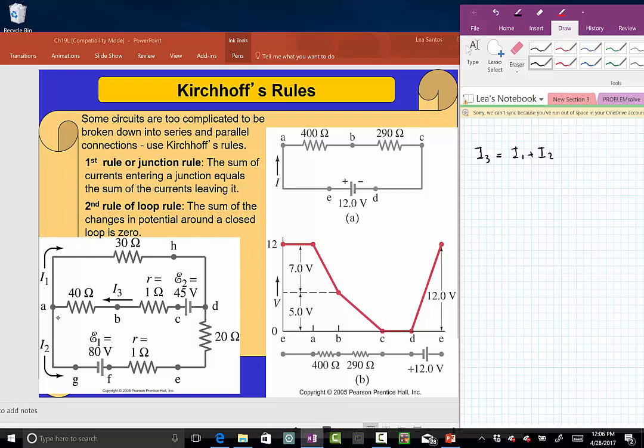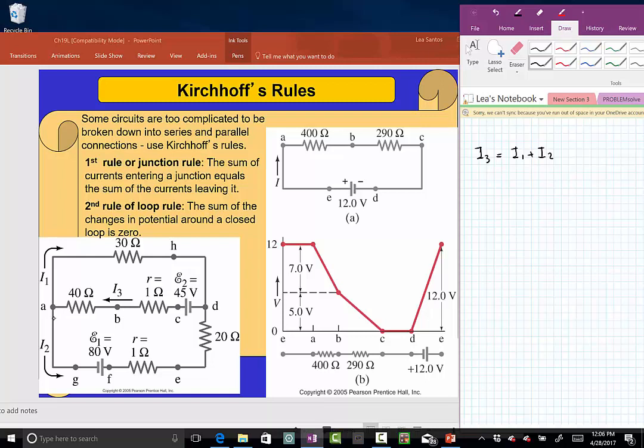Okay, but there are many different loops that we can think of. I could think of this big loop where I go from A to H to D to E to F to G and back to A. This is another loop. Anyway, for any loop that I pick like that, if I sum the potential for each part all around back to the point where I started, I have to make this sum equal to 0.